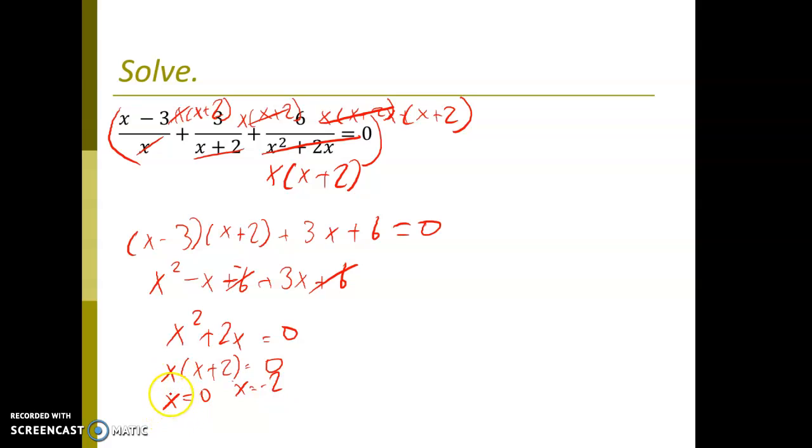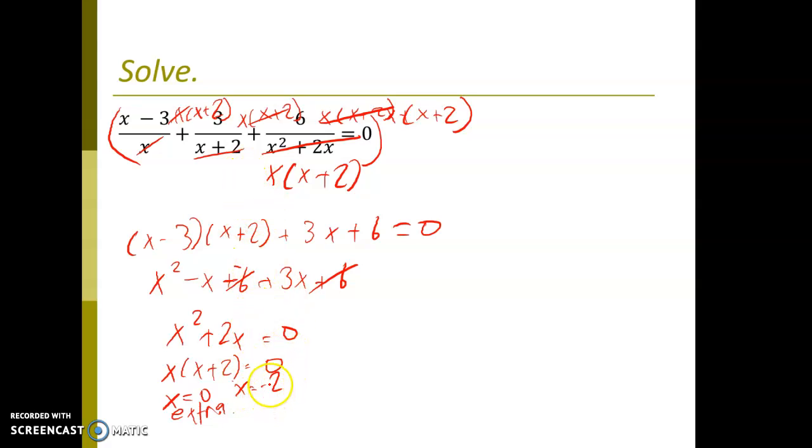So anyway, we got our x equals 0 and x equals negative 2 solutions down there. Again, we need to plug both of these in. If we plug in x equals 0, well, this first term is just going to be negative 3 over 0. And if we plug it into the third term, it's going to be 6 over 0. So we know that 0 is extraneous. I'm just going to write extra there.